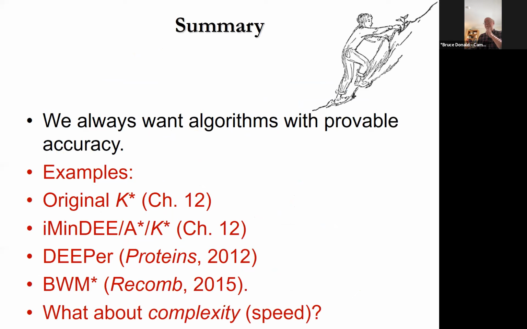Okay, so I want to stop and be able to have a little discussion if you guys would like to. So in short, thinking of this, yes, for design, we always want algorithms with provable accuracy, right? And here's some examples of those things. We've gone at this point through K-star and MinDEE a little bit. We might read some of these later or use them.